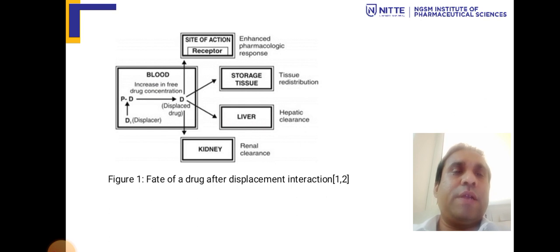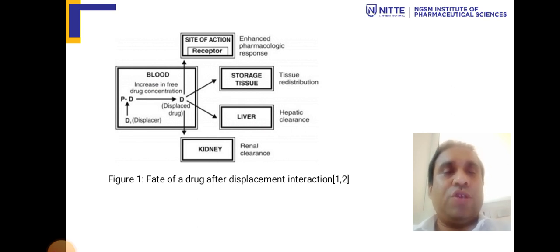After displacement, the drug goes either to the liver and storage tissue, or it goes to the site of action, to the receptor. If it goes to the site of action, we can see enhanced pharmacological activity. If it goes to the storage tissue, tissue redistribution of the drug takes place. If the displaced drug goes to the liver, it undergoes hepatic clearance and gets eliminated. If it goes to the kidney, it undergoes renal clearance and leads to elimination. So this is the fate of the drug in the displacement interaction.